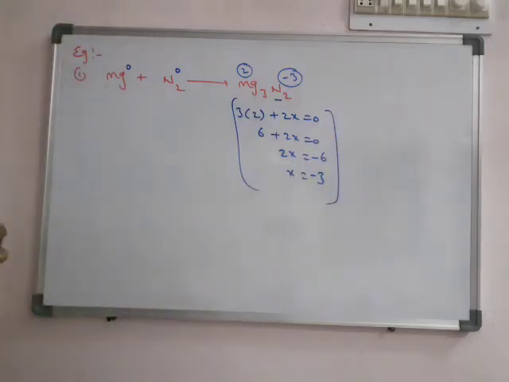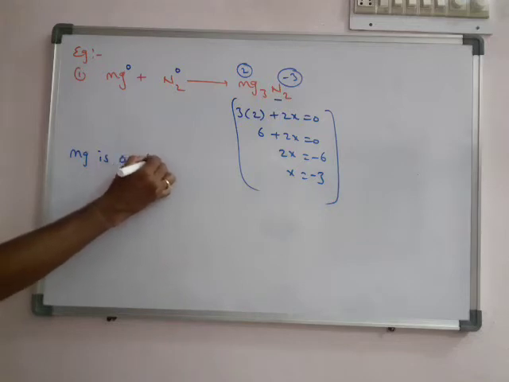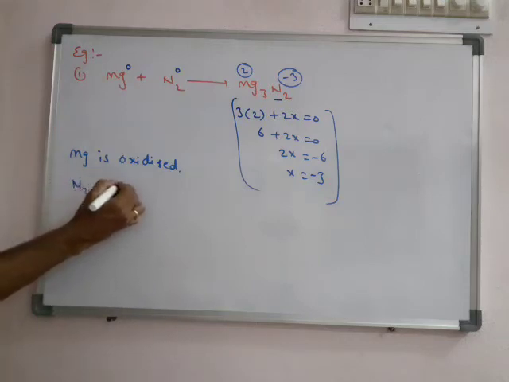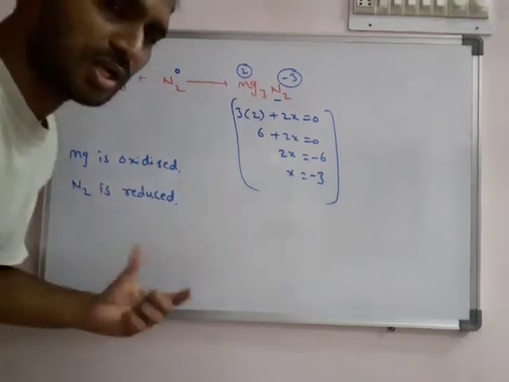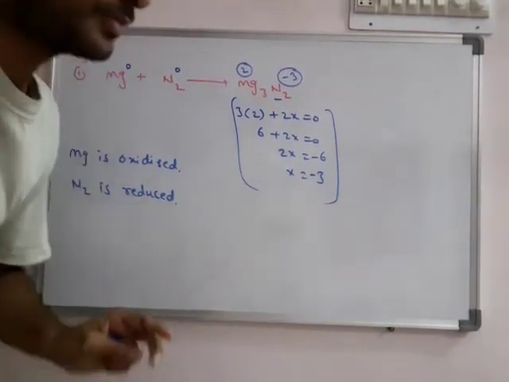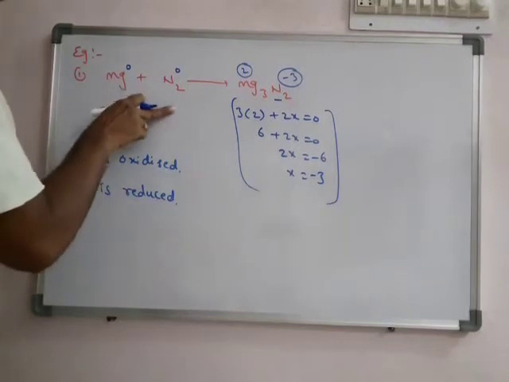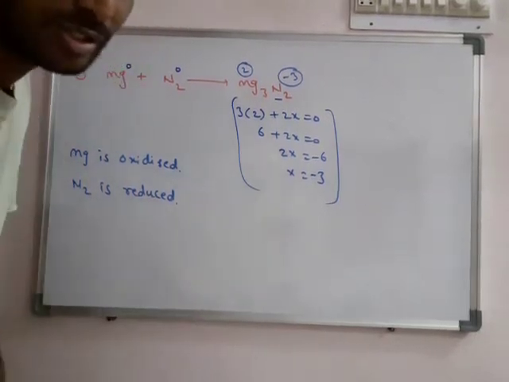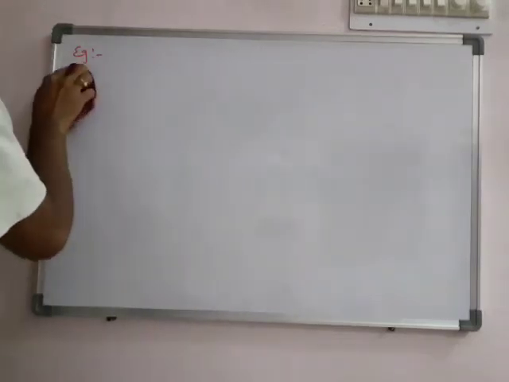Here, which is reduced and which is oxidized? Magnesium is oxidized to Mg+2. And nitrogen is reduced from 0 to -3. Is it a redox reaction or not? Yes, it is a redox reaction, because reduction takes place and oxidation takes place. Is it a chemical combination or not? Yes, because both are in elemental form, two reactants giving only one single product. So this is a redox chemical combination reaction. Let's see one more example.